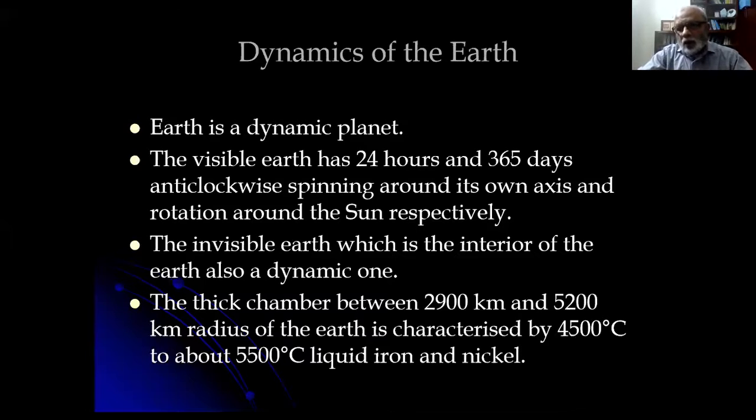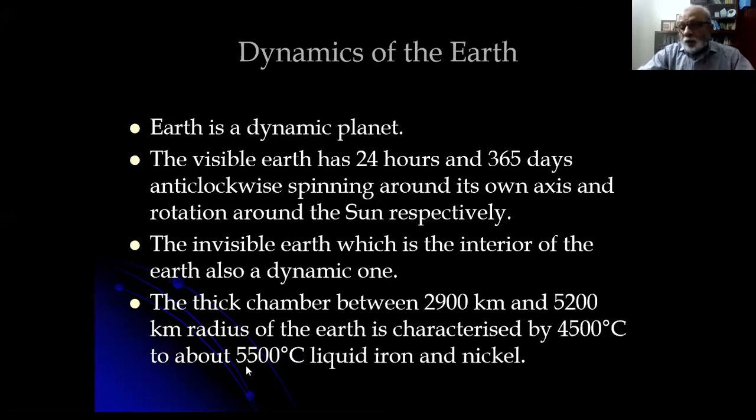So you have around, how much? 2,300, that means a 2,300 kilometer thick zone inside the Earth has 4,500 to 5,500 degrees Celsius liquid iron and nickel.